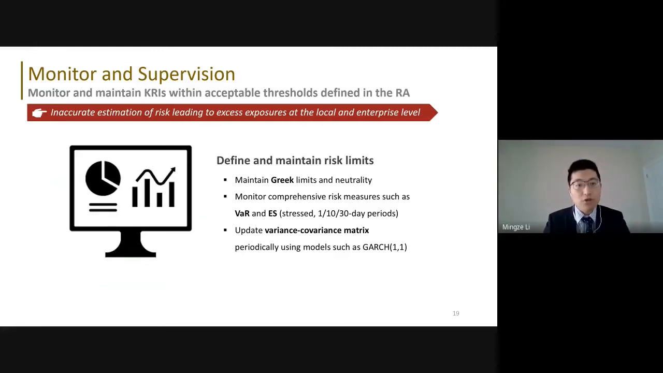They should also monitor the stress and normal VAR and ES, and they can incorporate the volatility smile in the VAR and ES simulations. And they should update their asset variance and covariance matrix periodically because this will be used to calculate all the risk measures. As mentioned before, traders are tempted to take risk to beat the target, so it's crucial to strictly enforce the risk limits to control the excessive risk-taking.